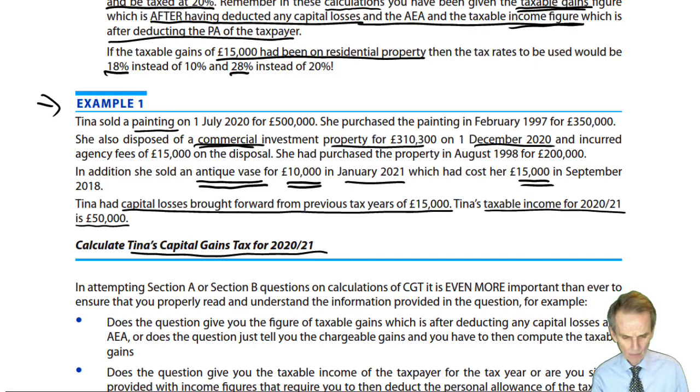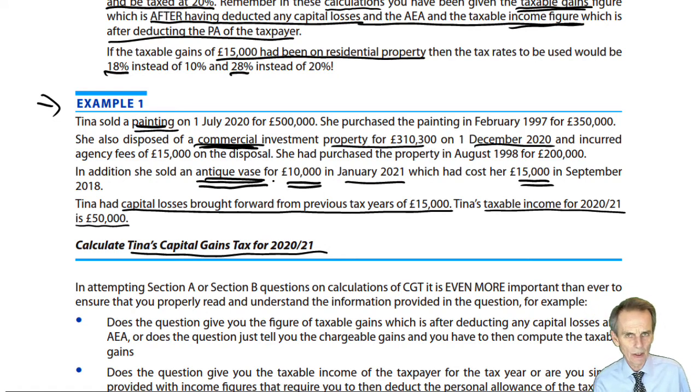Just to remind you there, we saw a situation where in the 2021 tax year, Tina had made disposals of 3 assets. Of those 3 assets, 2 of them gave rise to gains, 1 gave rise to a loss. In terms of the type of asset we were dealing with, we got a painting in there, a commercial investment property, and an antique vase. All of those 3 are chargeable assets.